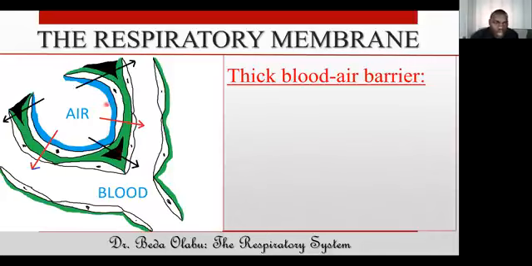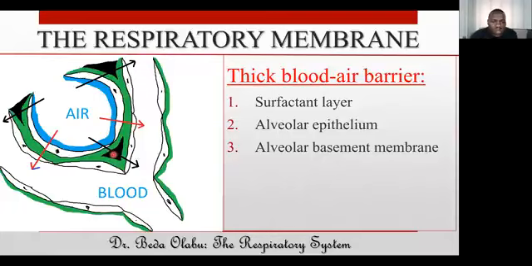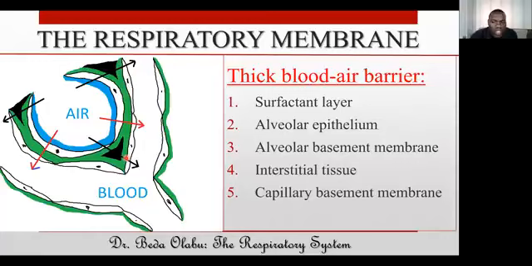If you are to then talk about the components of the thick blood-air barrier, we mentioned the surfactant layer. We then talk about the alveolar epithelium, followed by the alveolar basal lamina or basement membrane. We talk about the interstitial tissue. We talk about the capillary basement membrane. Then we talk about the capillary endothelium. The thick blood-air barrier is not for gas exchange. It is too thick for gas exchange.